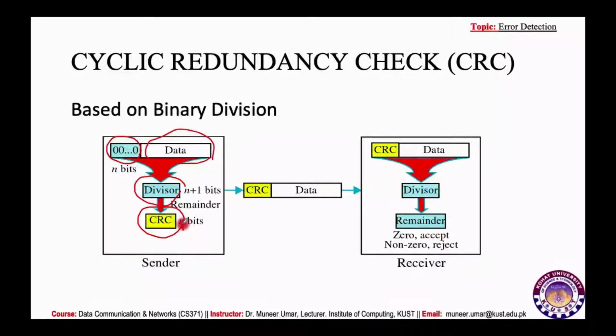that would be called the CRC. The data plus CRC is sent, and at the receiving end again the same divisor is used for dividing this data plus CRC and checking the remainder. If the remainder is 0, then accept it, otherwise there would be some sort of corruption in the data or CRC.